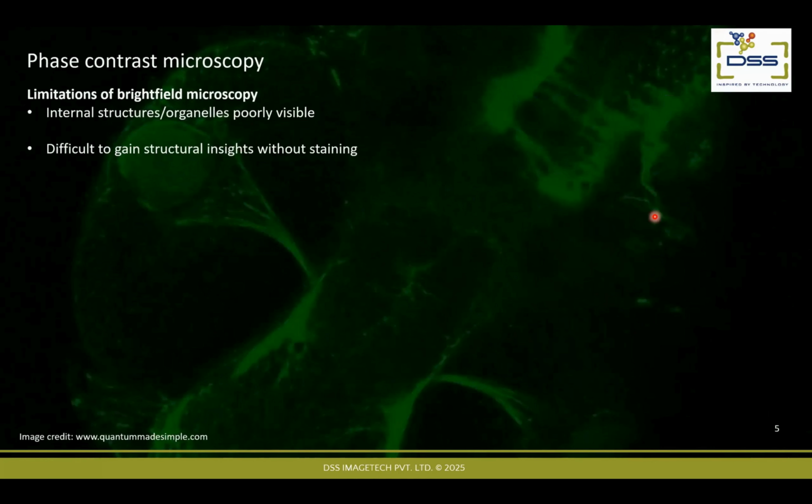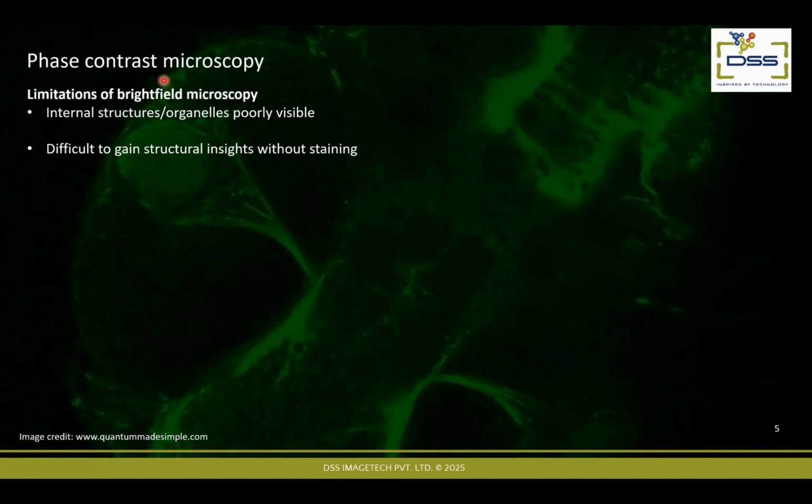What are the disadvantages of this particular bright field microscopy? Since we are talking about just bright field, where we are not staining or labeling with any dye, the internal structures are very poorly visible. We are not able to, for example, look at different organelles like mitochondria or endosomes. The nucleus may be made out to some extent, but not other organelles. And like I said, it's difficult to gain any structural insights without using dyes or stains.